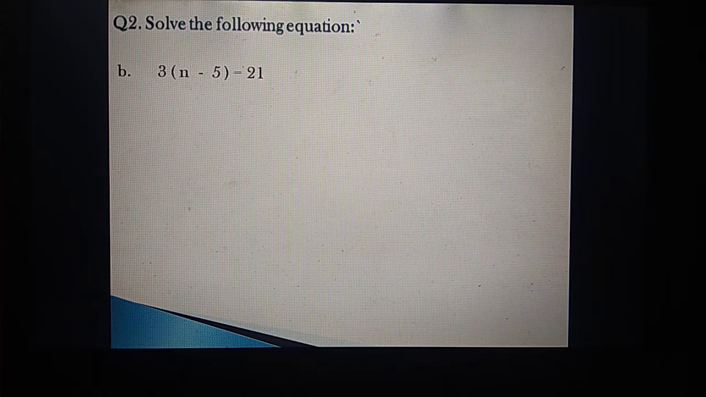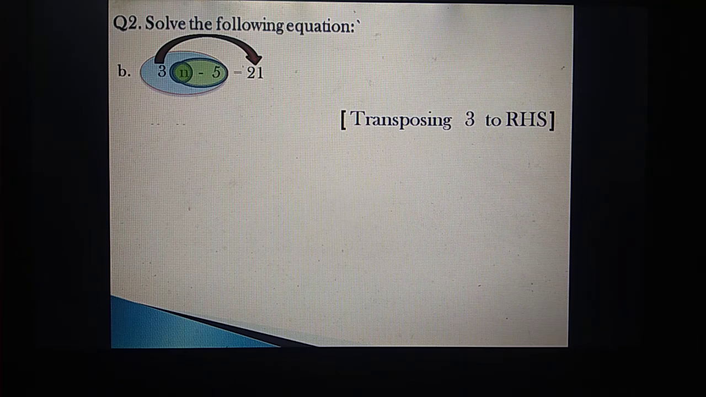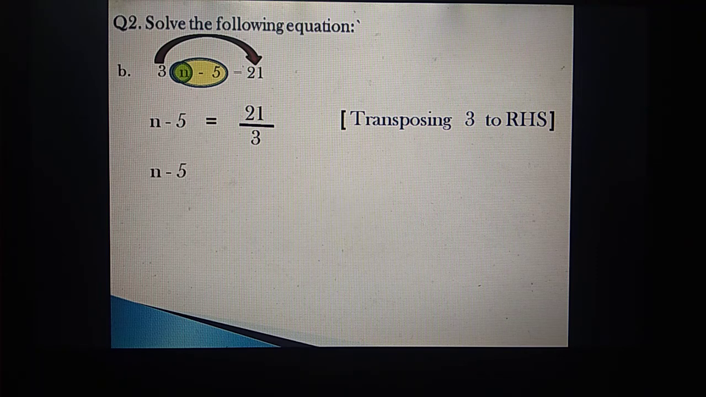Moving to next. Again, 3 is outside the bracket. It means we are multiplying 3 to n minus 5, and on the right hand side it's 21, and 21 is divisible by 3. So no need to open the bracket. Highlight. Outermost it's 3. Shift 3 first, so transposing 3 to RHS. Left hand side n minus 5, and right hand side you will divide it by 3. Now solving the right hand side you will get 7.